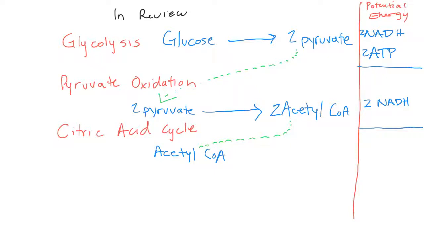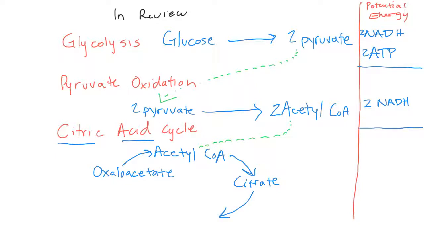Okay, so what's the 4-carbon molecule that we add to acetyl-CoA? And then what do we get? Citrate, or citric acid. And then there was one other one we had to know. All right, and then what did we get out of this?